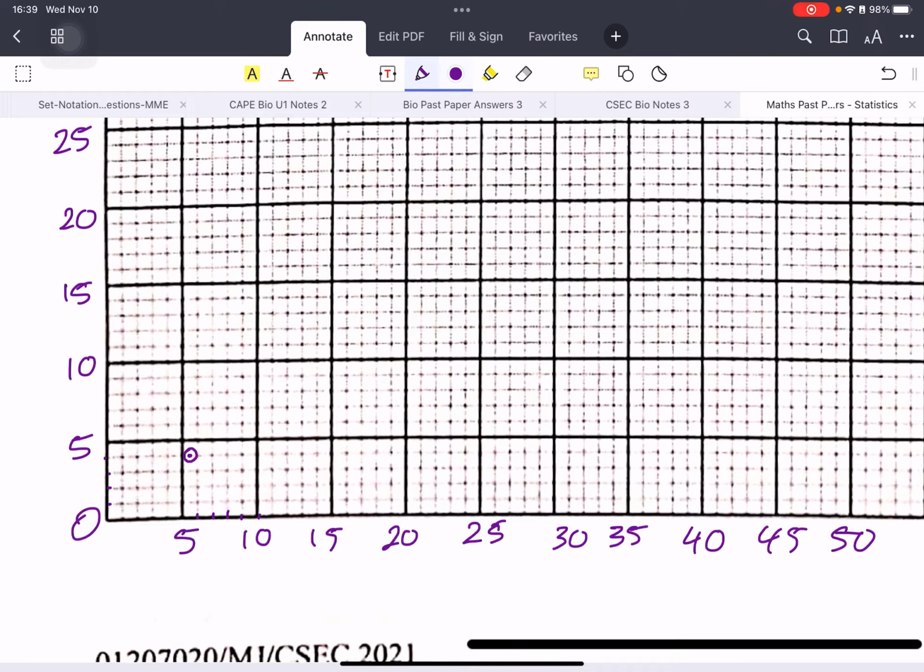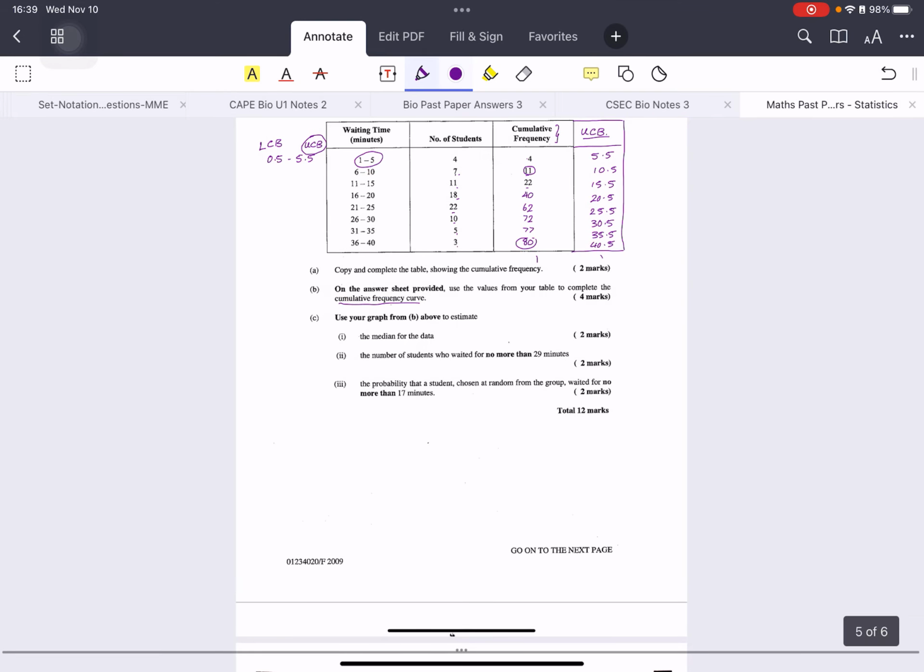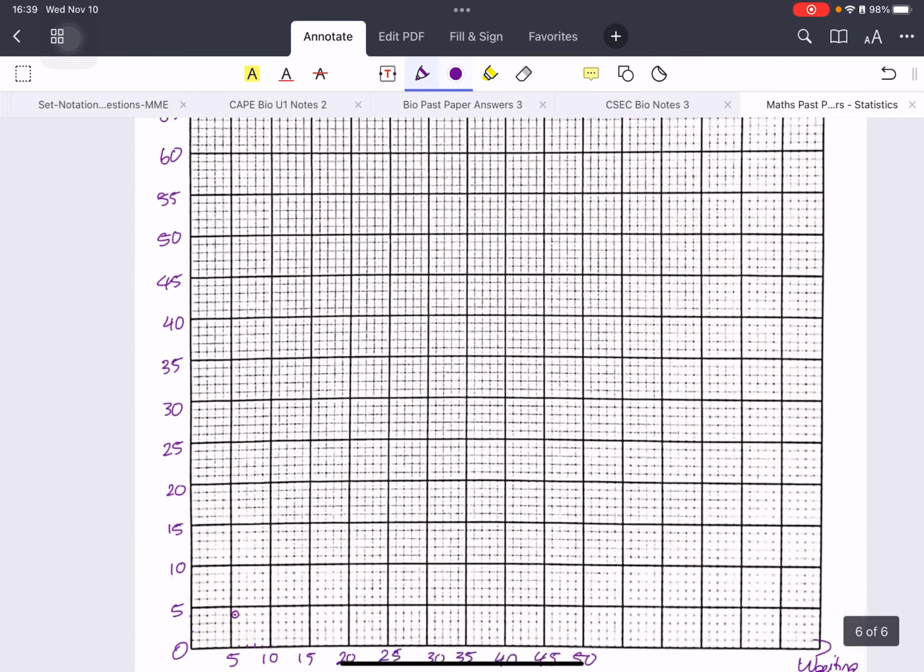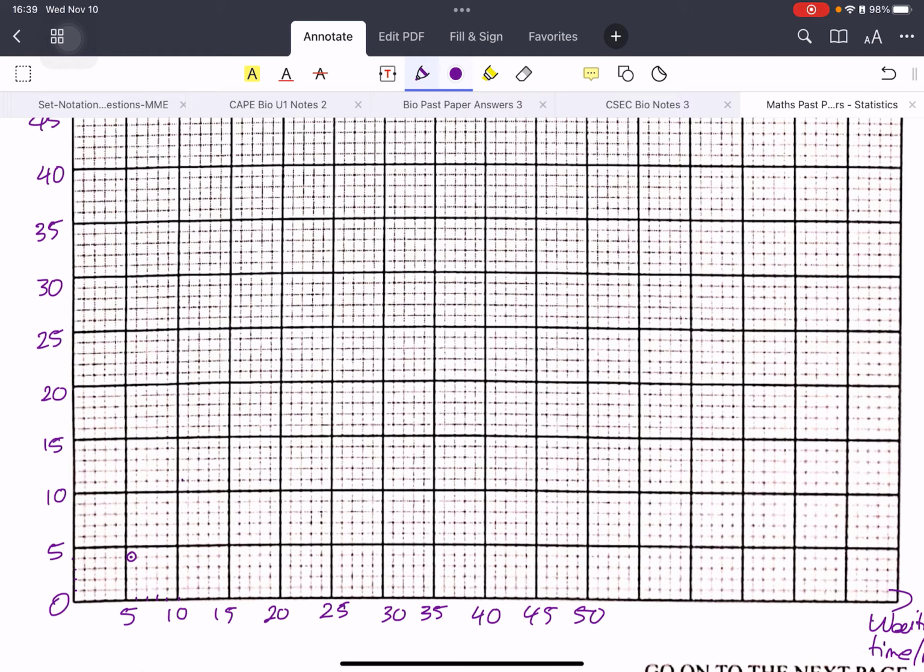Our next point, 10.5 and 11. What am I doing? Sorry, 1 second. 10.5 and 11. Is that right? Yes, 10.5 and 11. And in the same way, 10.5 and 11 will be right here. Easy. Our next point will be 15.5 and 22. Let's see where we are. Here. All right, 15.5 and 22 will be here. Next, 20.5 and 40. 20.5, 40 will be right here.